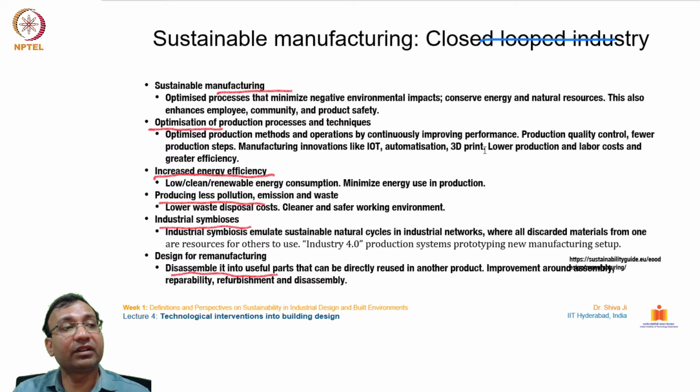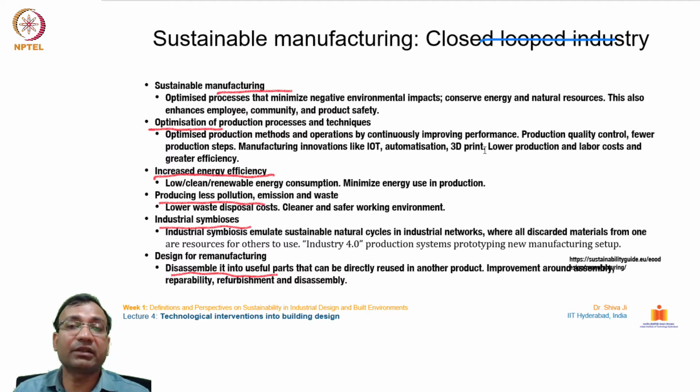Second, optimization of production processes and techniques. Production processes are the processes which consume the most part of the energy required in the industry sector. So how can this be optimized? Optimize production methods and operations by continuously improving performance, production quality control, and fewer production steps. Manufacturing innovations like IoT, automation, 3D printing. Lower production and labor costs and greater efficiency.